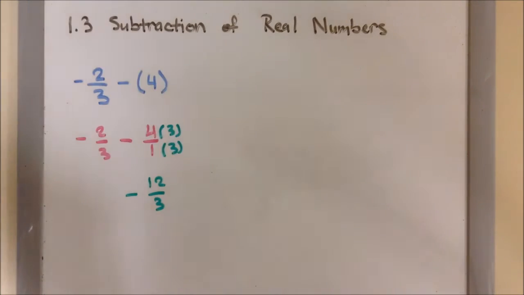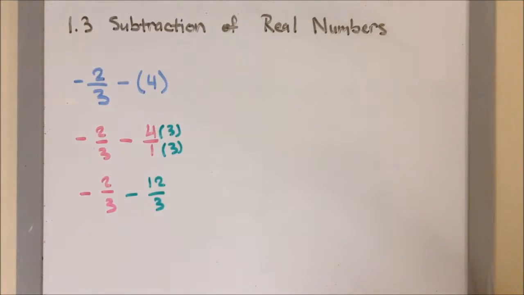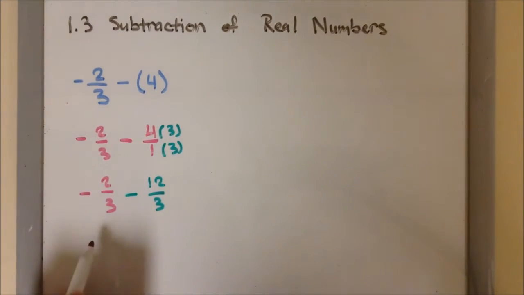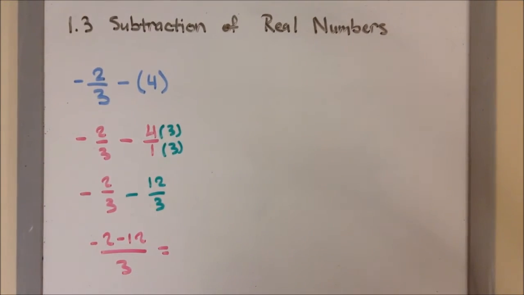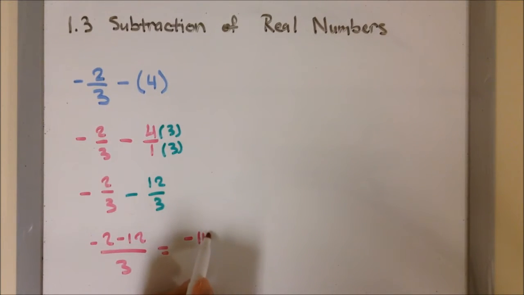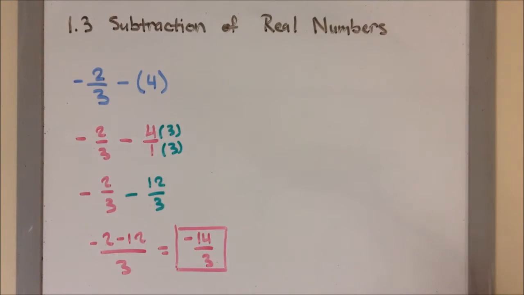And I'm going to bring down negative 2/3. Now since they have common denominator, I can combine it as one fraction and bring the numerators together. So negative 2 minus 12 over 3. And then I'm just going to simplify the numerator. So negative 2 minus 12, that's going to become negative 14 over 3. And that's our final answer.